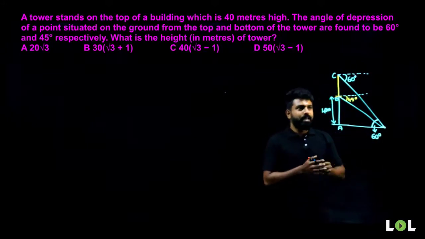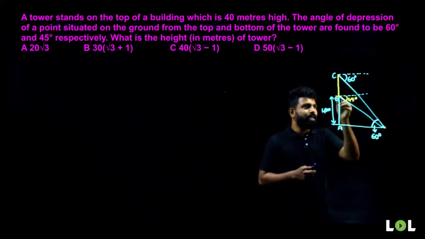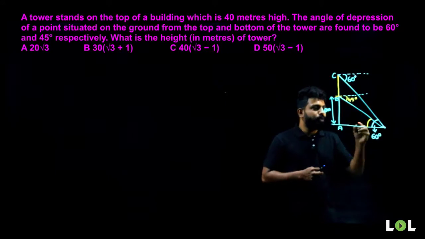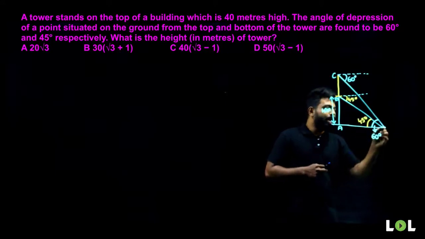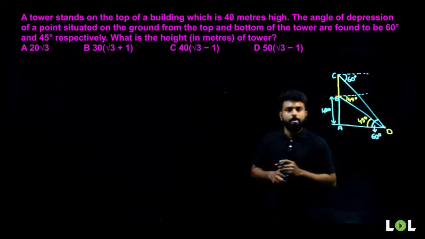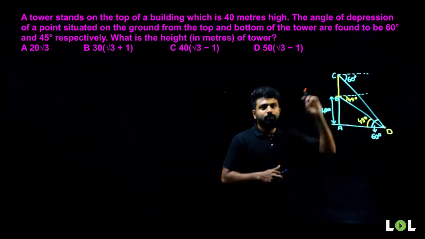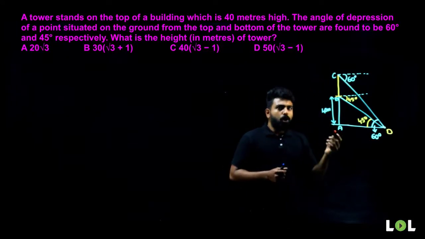Now what they're telling? Okay, there is another alternate angle here. What is that? This angle will be equal to the angle in this smaller triangle here. So it will be 45 degrees. So I'll take this point as D here. Now what do we need to find out? We need to find the height of the tower. So we don't know the height of the tower. So how do we solve the problem?